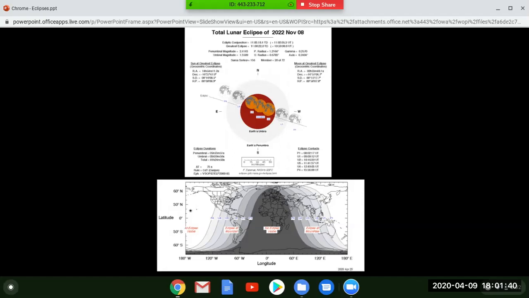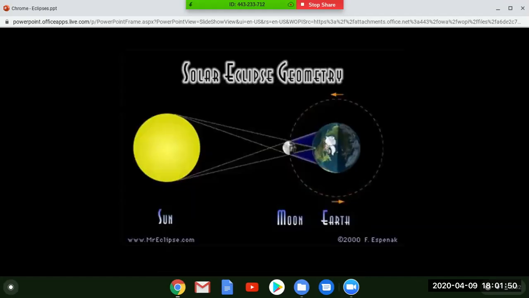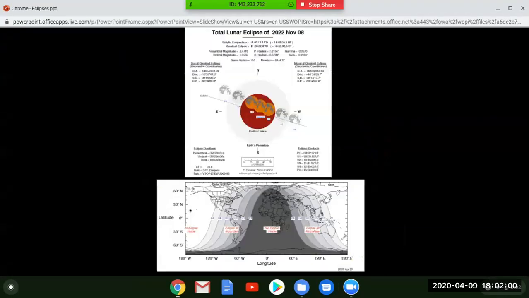Lunars are happening every 5 or 6 months anyway, but we're getting some totals coming up in the next couple of years. We're getting pretty lucky. We'll talk maybe a little bit more about lunars, but mostly we're going to save our energy for solar eclipses for next time. So there's the PowerPoint, and we will talk to you soon.